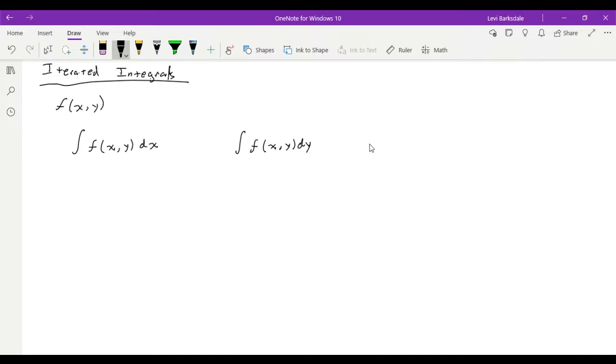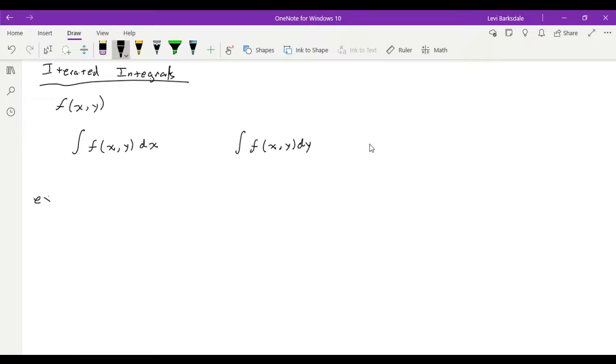This is similar to how when you have a function of multiple variables, you can either take the derivative with respect to x or the derivative with respect to y. Same with integration. You can either take the integral with respect to x or the integral with respect to y. And also similarly to differentiation, whenever you take the integral with respect to x, you would treat y as a constant. And whenever you take the integral with respect to y, you treat x as a constant.